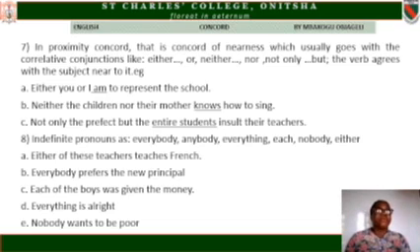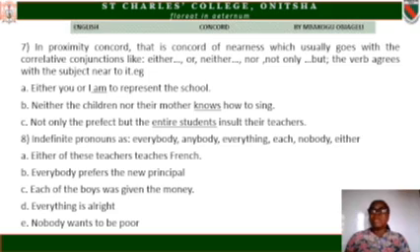Another example: not only the prefect, but the entire students. Entire students. In this case, we have a plural noun coming close or near the verb. You now say not only the prefect, but the entire students insult their teachers.